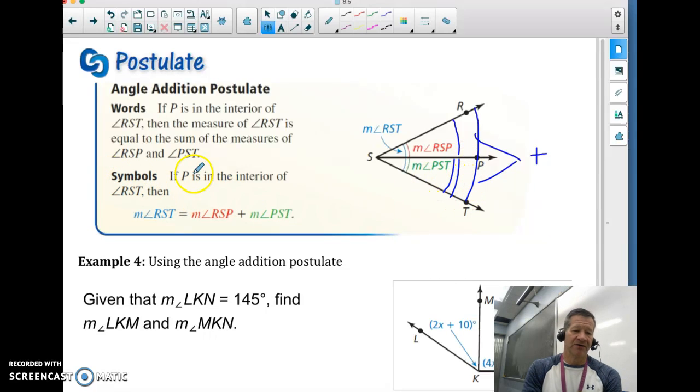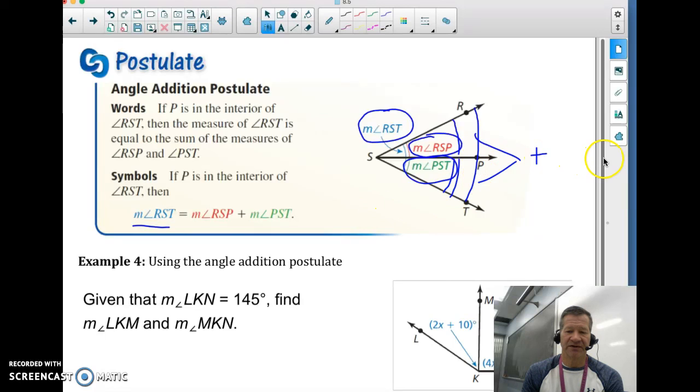Okay? Now in symbols, if P is in the interior of RST, so it's in between there, then the measure of RST, so this whole big angle between these two sides, equals the measure of angle RSP, this one, plus PST. So this angle plus this angle adds up to the whole thing, RST. So the red arc plus the green arc makes that whole blue arc.